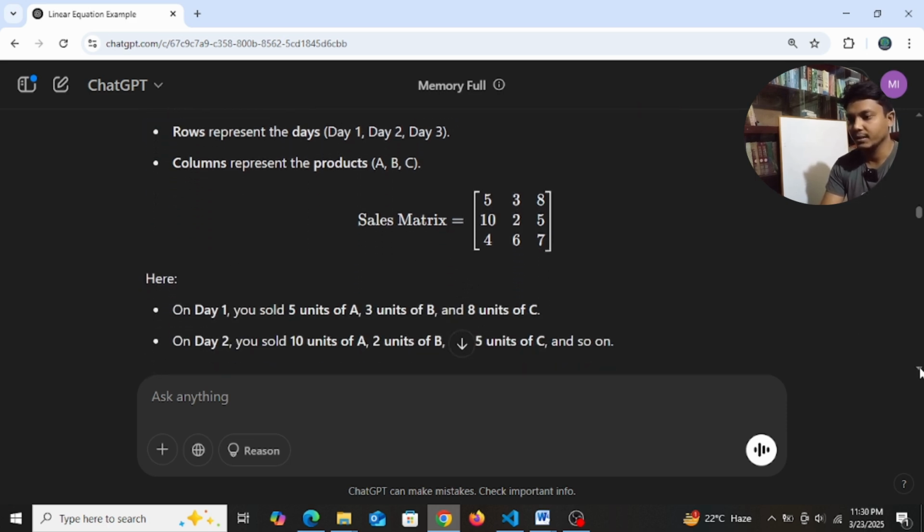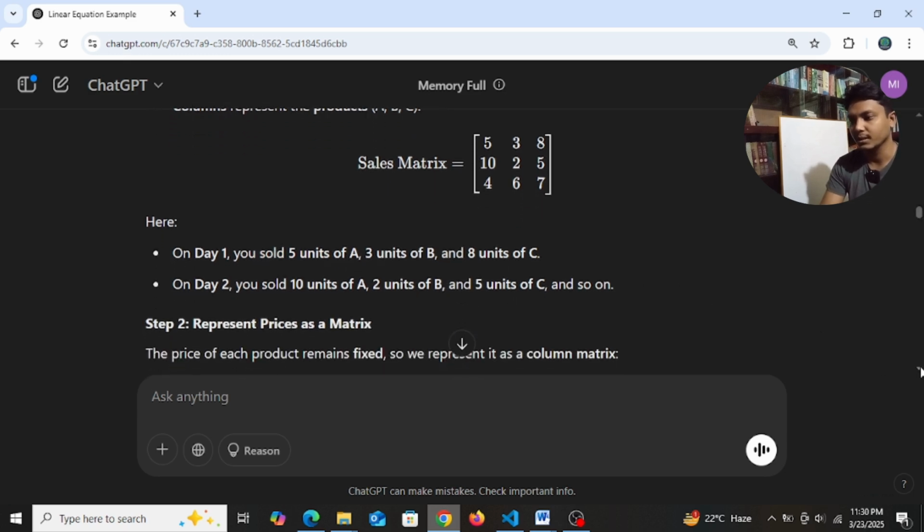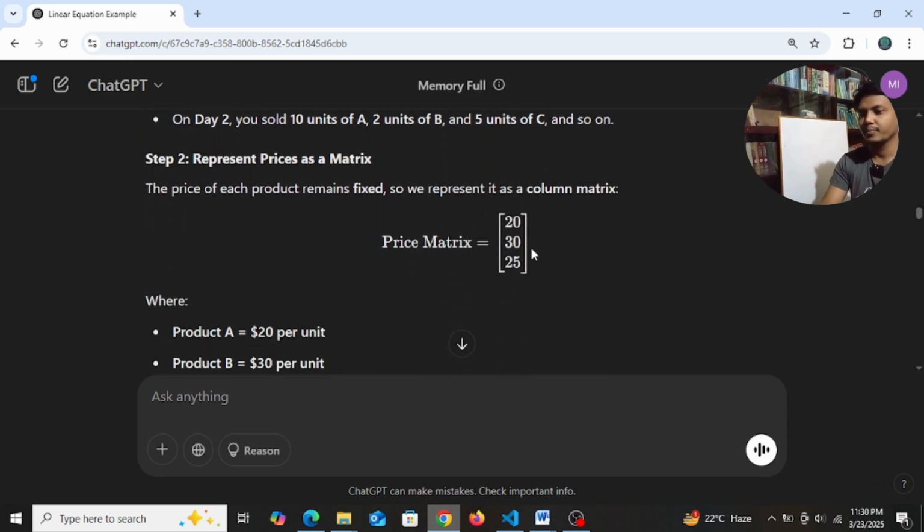Okay, so 5, 3, 8, 3 products, A, B and C. So let's say 5 units of A, 3 units of B and 8 units of C. So on day 1 you sold 5 units of A, 3 units of B. Okay, so you can see here. So represent the price as a matrix.